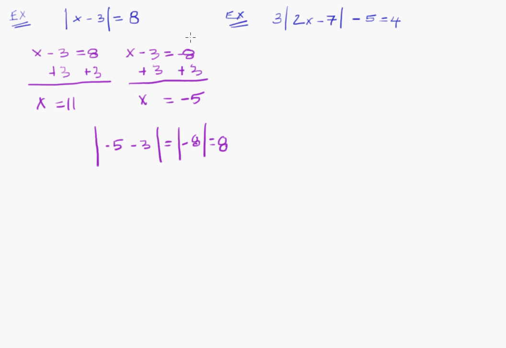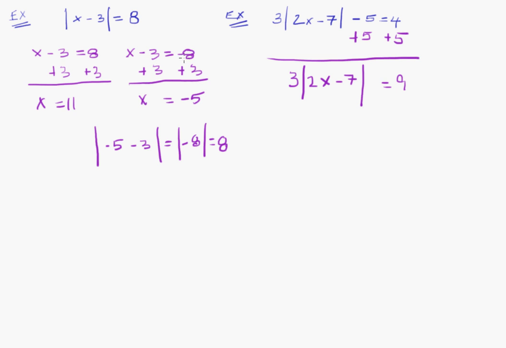So what I'm going to do is kind of follow the rules of solving equations, except this time I have to remember 3 cannot distribute over the 2x minus 7, so that's not going to happen. But we still do addition, subtraction moves first. So I'm going to add 5 to both sides, right? And so that will leave me with 3 times the absolute value of 2x minus 7 equal to 9.